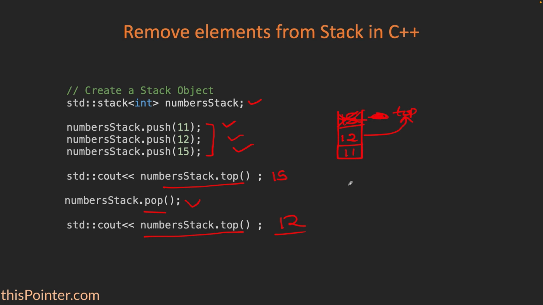But remember a point. When you are using the top function, it will give you the value from the top of the stack. And when you are calling the pop function, it will remove the value from the top of the stack. It will not return anything. But if the stack is empty, then in that case both of these functions can result in undefined behavior. Therefore, it's always suggested that you first check if the stack is empty or not, then only call the top function or pop function. Now let's move to another example.